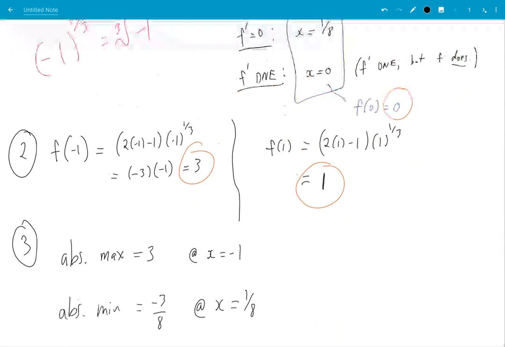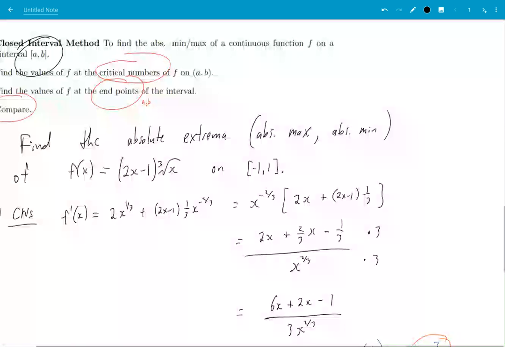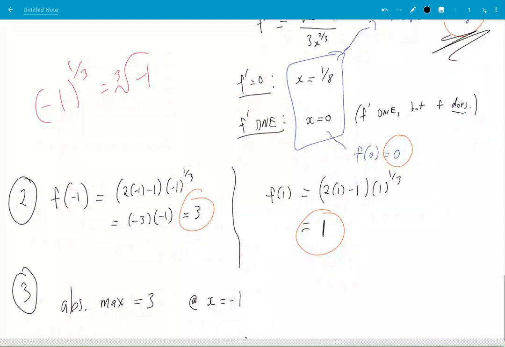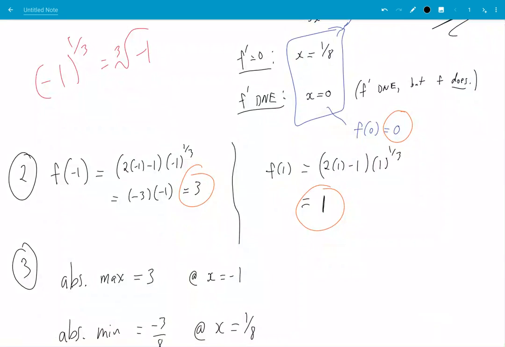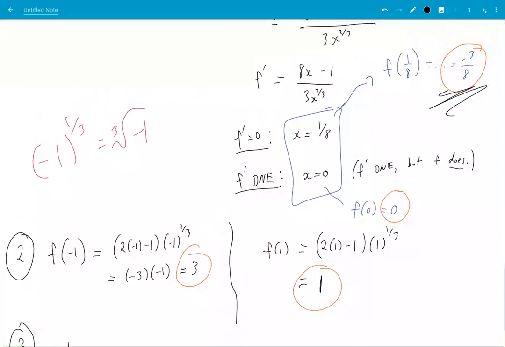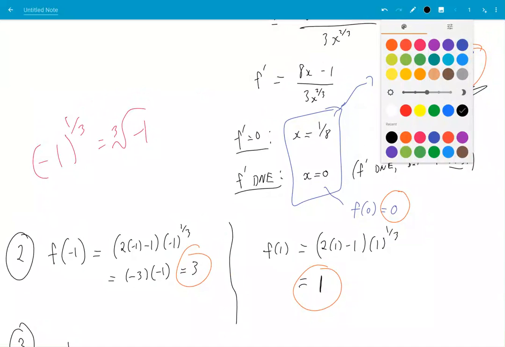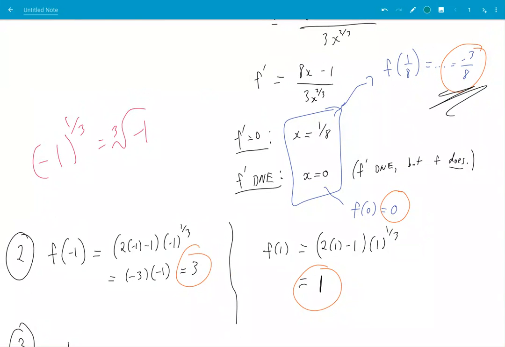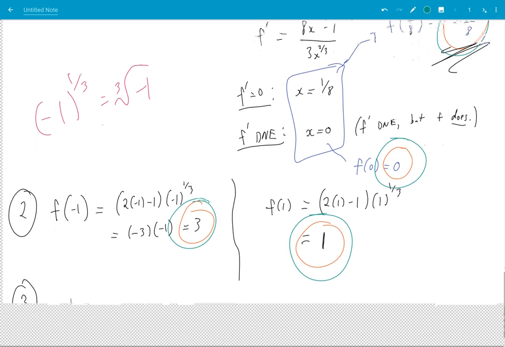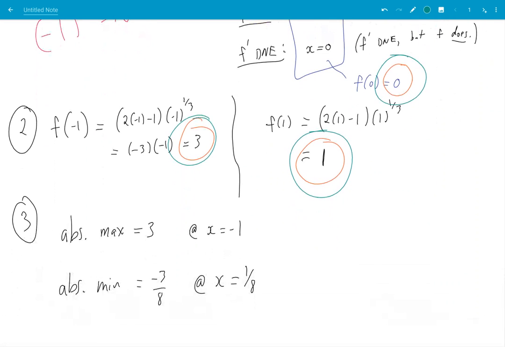So again, we found out what's happening at the critical numbers. We got this y value and this y value. Then we found out what's happening at the endpoints. Got this y value and this y value. And I'm just comparing all these 4 y values. Who's the biggest? Who's the smallest? The biggest is the 3, so that's my absolute max. And the smallest is a minus 3/8. That's my absolute min.